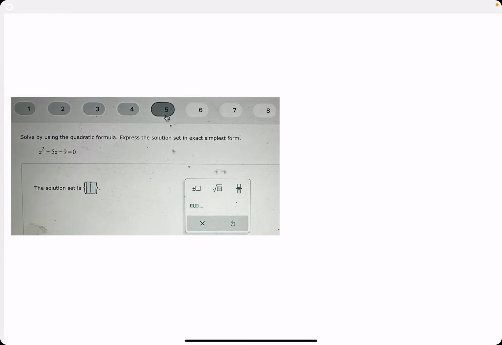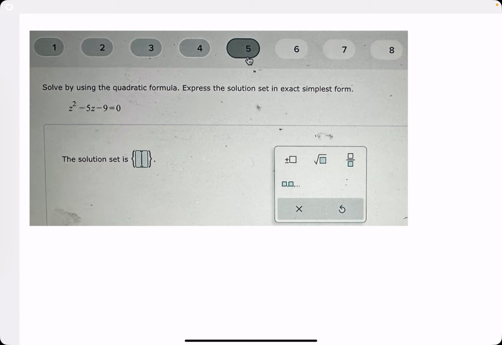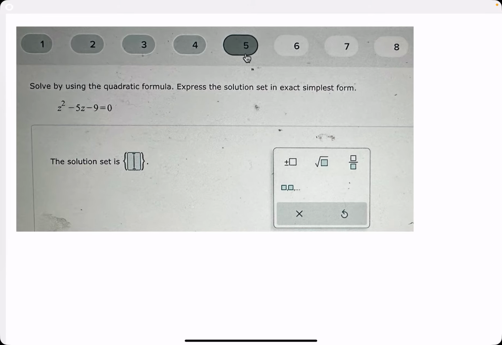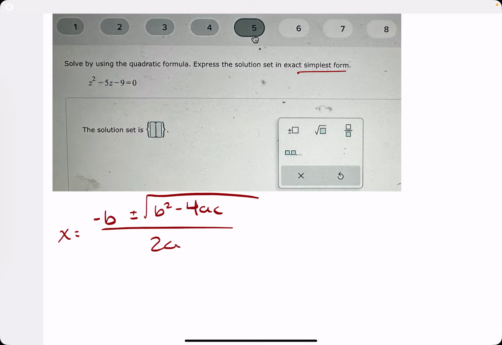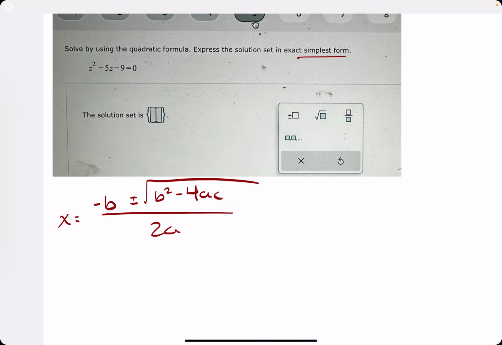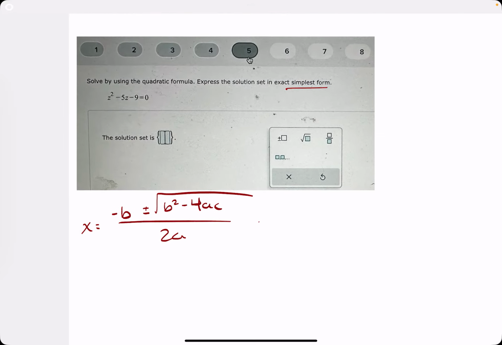Alrighty, picking up where we left off, number 5 on quiz 4 practice. Solve by using the quadratic formula. Enter in simplest form. Okay, quadratic formula is x equals negative b plus or minus the square root of b squared minus 4ac all over 2a. I recommend memorizing it if you have not already. Let's give it a go.